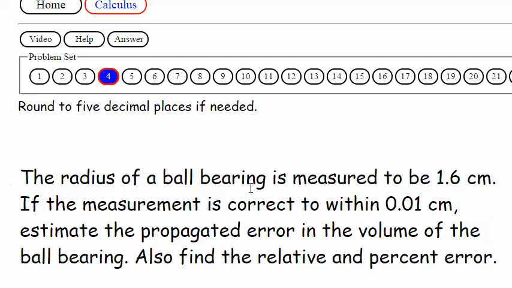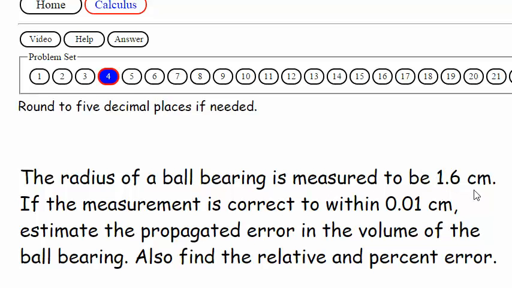Anyway, we got the radius of a ball bearing is measured to be 1.6 centimeters. If the measurement is correct to within 0.01 centimeters, estimate the propagated error of the volume of the ball bearing. Also, we're going to be finding relative and percent error. So we're going to consider this ball bearing to be spherical.